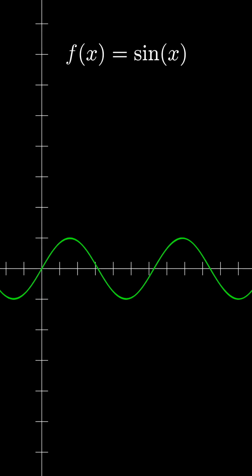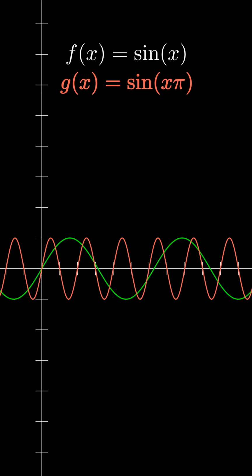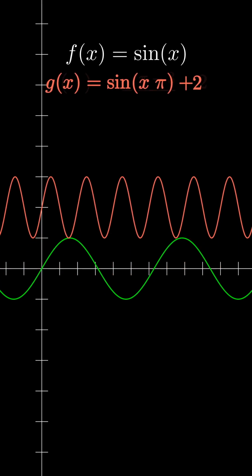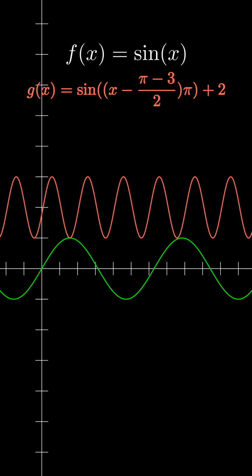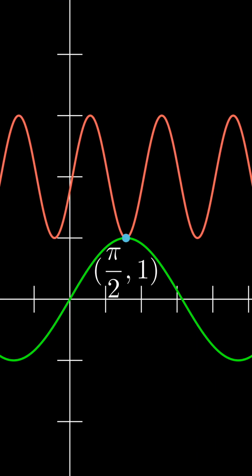So, for step 1, we need to find a way to make our new function. We can multiply our x value by the irrational constant pi to make our waves repeat in intervals of 2 rather than 2 pi. We can then add 2 to place our new function right above our sine function, and then we can shift it a little to the right, and now we have an intercept point right at x equals pi over 2 and y equals 1.